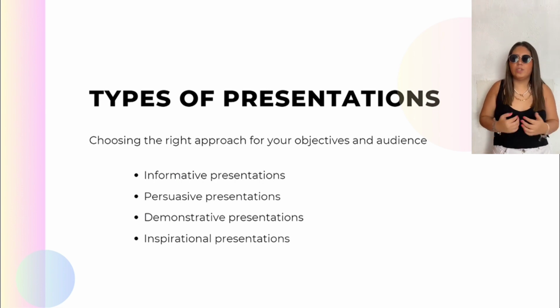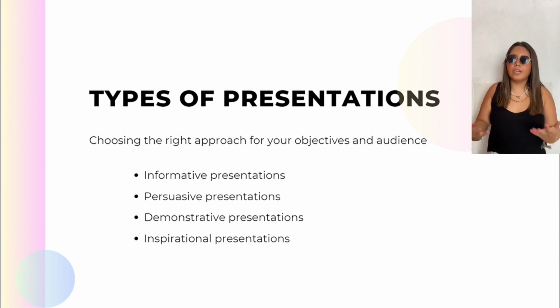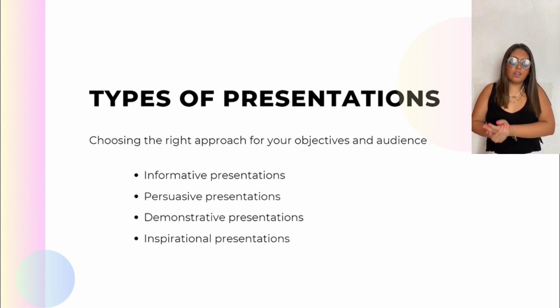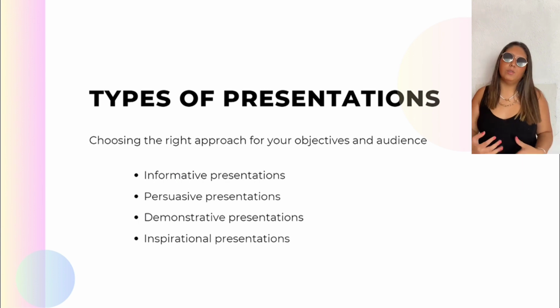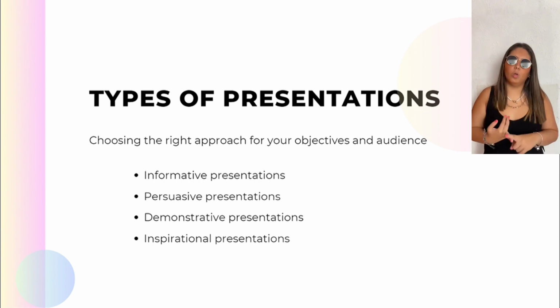Then we have the persuasive presentation, where the speaker tries to influence the audience. For example, if you want to sell something, you need to tell the audience that it is the best option. The third one is the demonstrative presentation. This one focuses on demonstrating to your audience how to complete a specific task or goal. For example, how to get money easily.